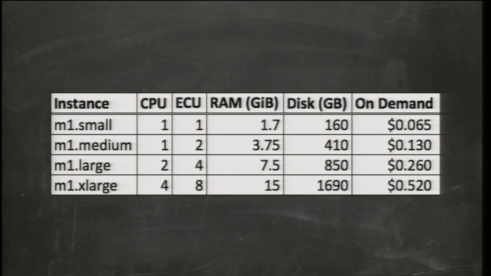If you take a look at all these instances, other than the M1 Small, they give you slightly less than 4 gigabytes of RAM per virtual core. So an M1 Medium has almost 4 gigs of RAM and a single core. An M1 Extra Large has 15 gigs of RAM and about 4 cores, and a certain amount of disk, and the ECUs essentially scale linearly. So an M1 Extra Large is 8 times as powerful as an M1 Small, and so does the pricing. That 4:1 ratio is a really nice sweet spot for applications.